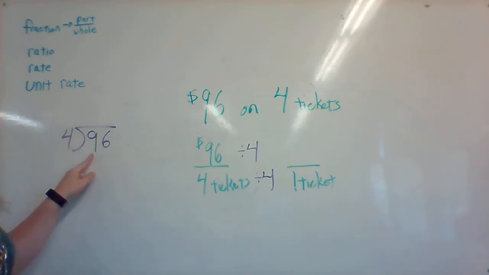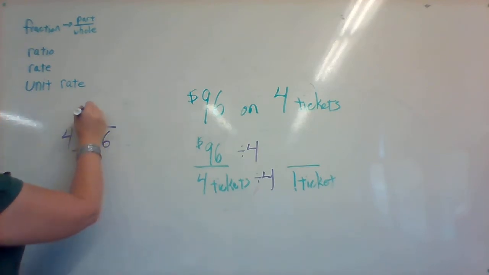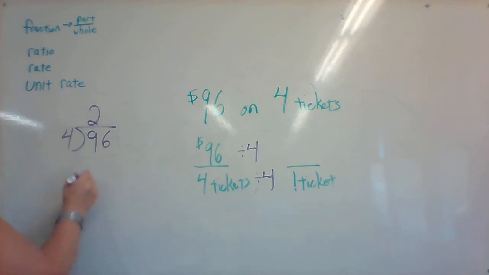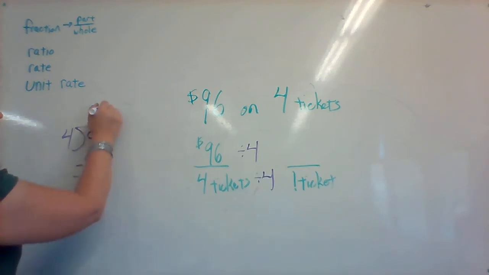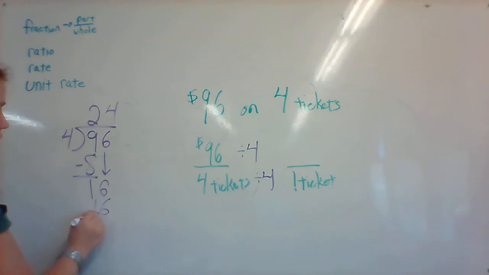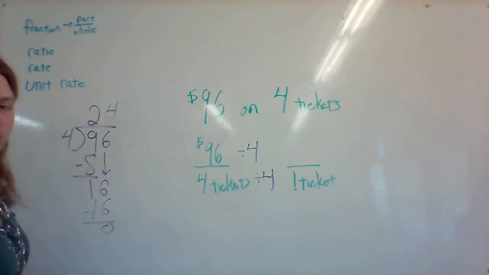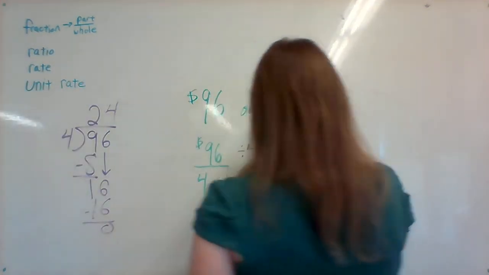4 goes into 9 2 times, so we want to put a 2 up here. 2 times 4 is 8. 9 minus 8 is 1. Bring down the 6 to make it a 16. 4 goes into 16 4 times with no remainder. So we end up with $24 a ticket.